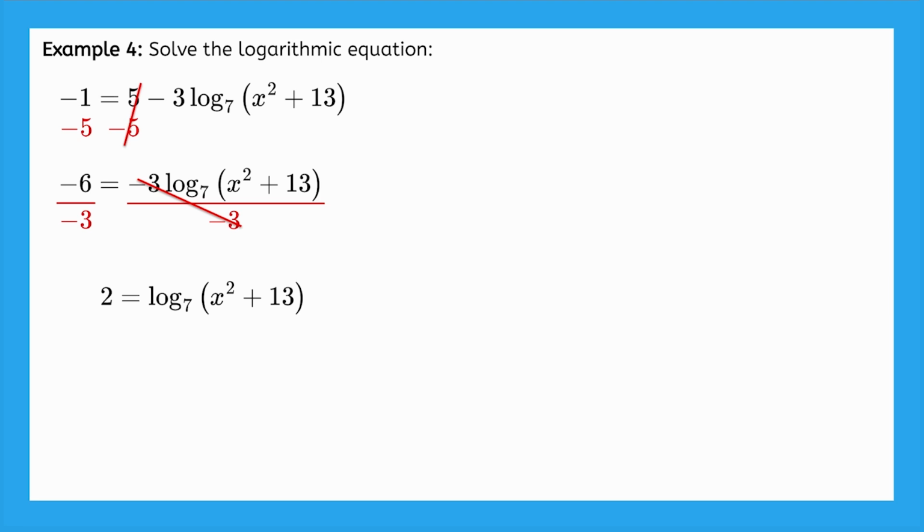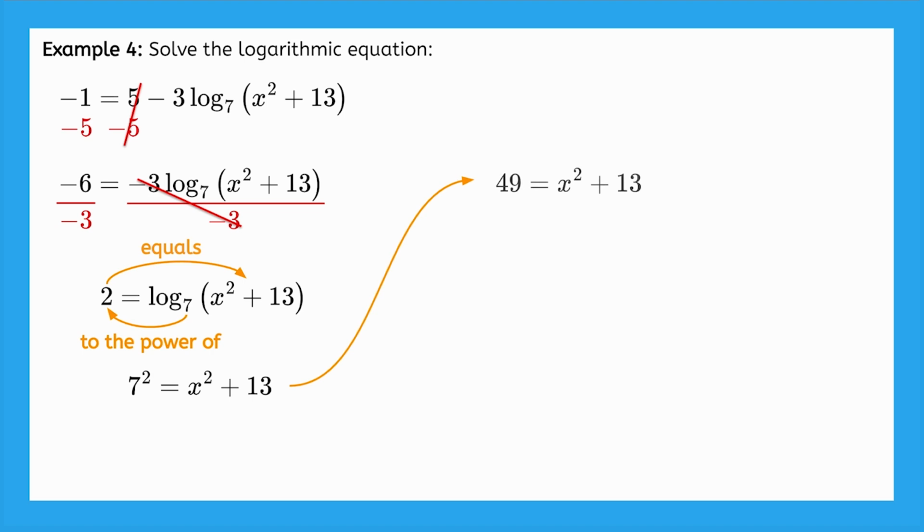I'll choose to solve it by rewriting it in exponential form. We get that 7 to the power of 2 equals x squared plus 13, and 7 squared is 49. Seems like we ended up with a quadratic equation. I always like to try to solve these by factoring first, and if that doesn't work, then I complete the square or use the quadratic formula.